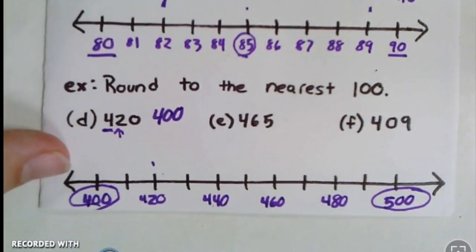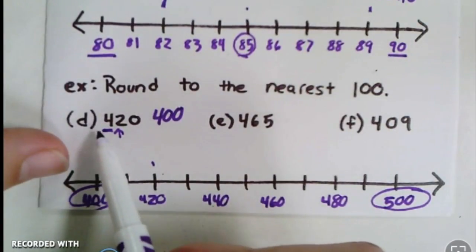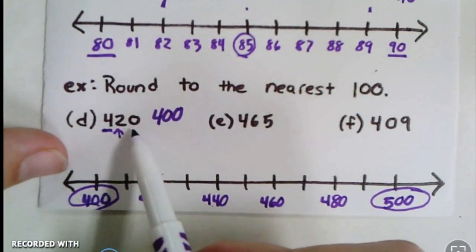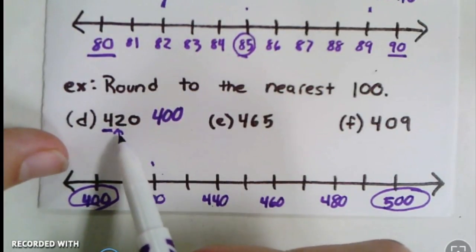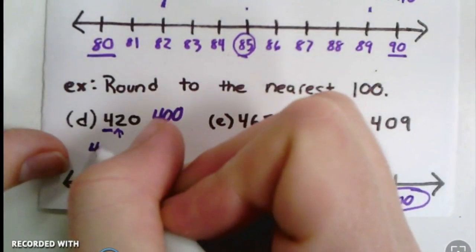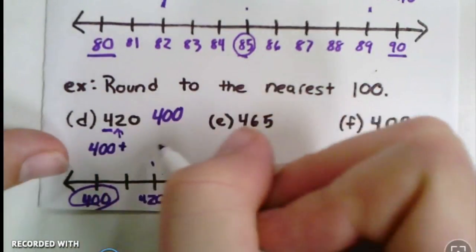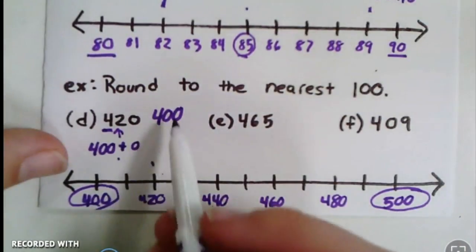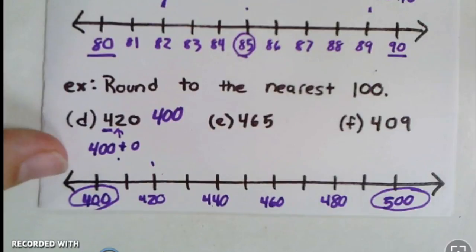Let's look at our rules and figure out if we could do it without a number line. So the number right next to the one we're rounding to is a 2. If the number is between 1 and 4, then I round down to 0. So if this rounded down to 0, it would be like adding 400 plus 0, which would give us 400.